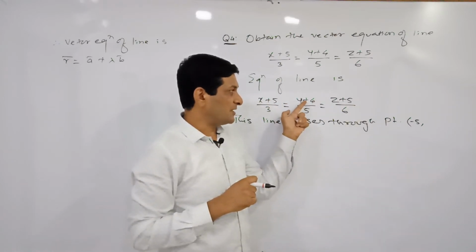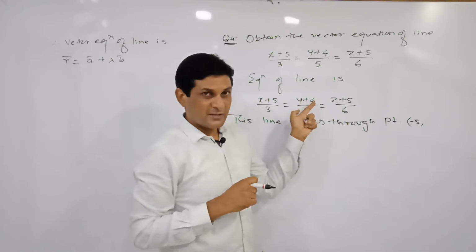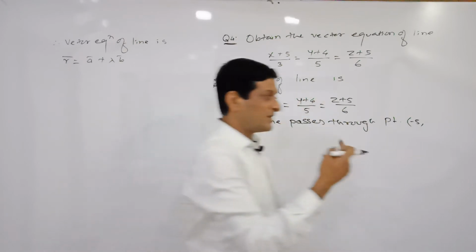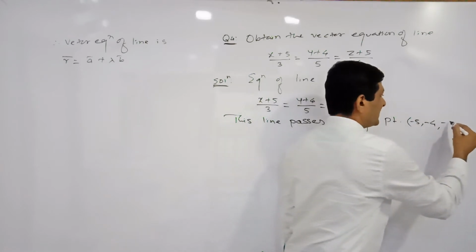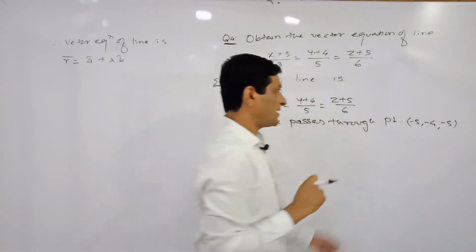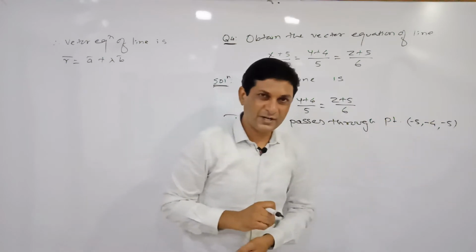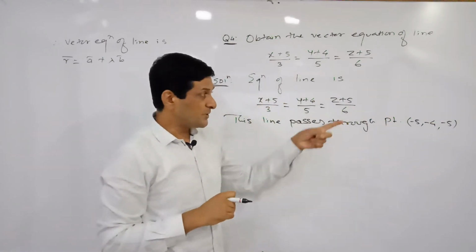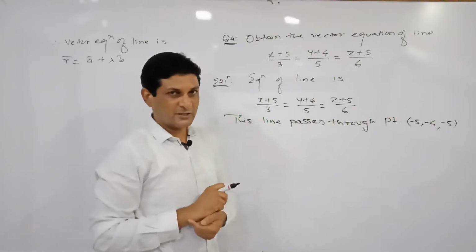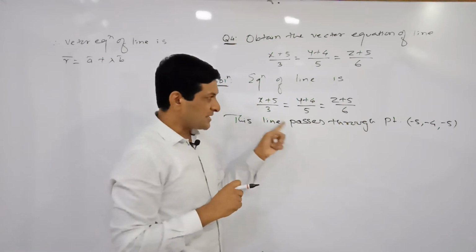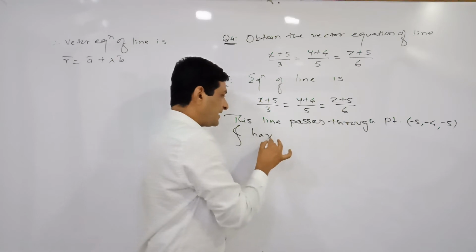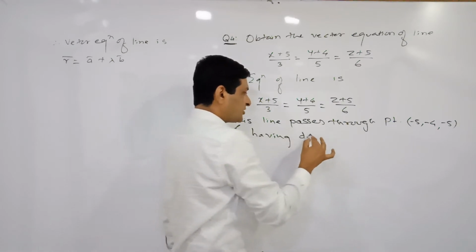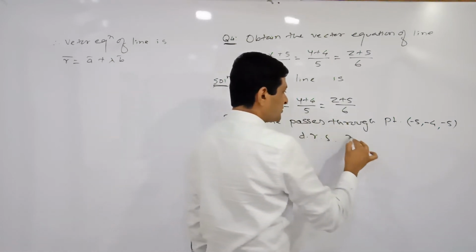Similarly here y minus y1. Plus 4 is there, so definitely our y coordinate is minus 4, and the z coordinate we get is minus 5, because plus 5 is there. In this way we have got the coordinates of one point on the line. So this line passes through this point and has direction ratios 3, 5, 6.